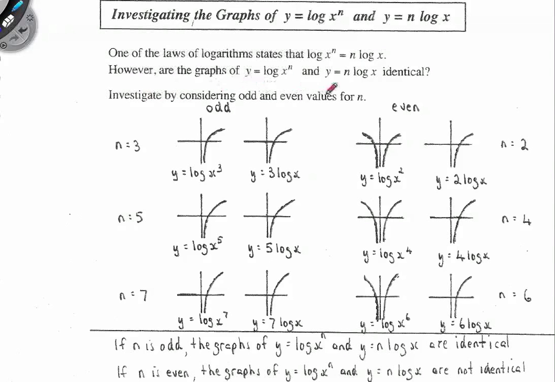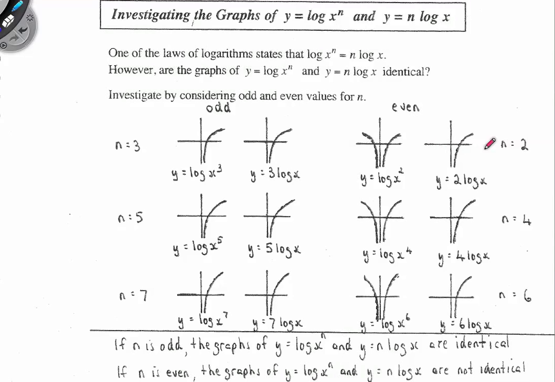Investigate by considering odd and even values for n. So let's have a look at that. Here are some of the odd values we can have for n, 3, 5, 7. Here are some of the evens, 2, 4, 6. Let's consider these two equations, therefore, log x to the 3 and 3 log x. They look pretty much the same. Same here. If it's 5, then we can bring the 5 over. And the 7 over. What are we really doing here? We're multiplying by 3, by 5, and by 7.